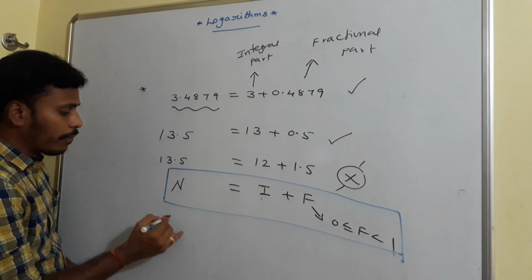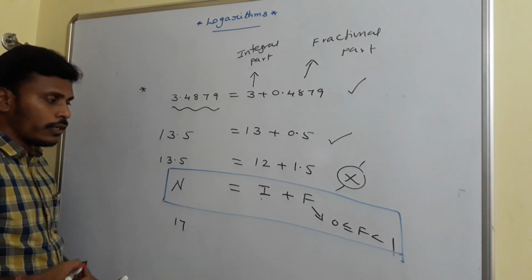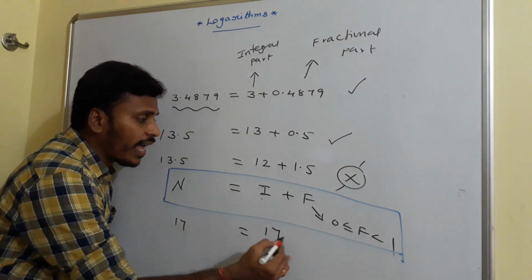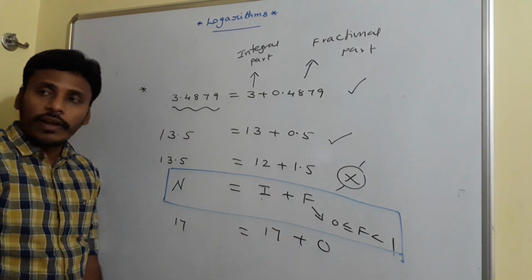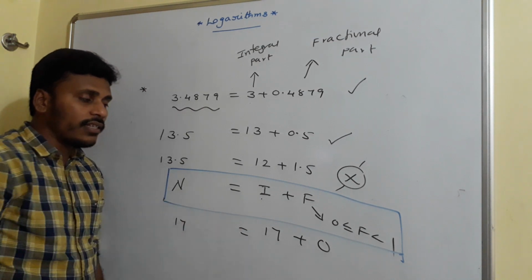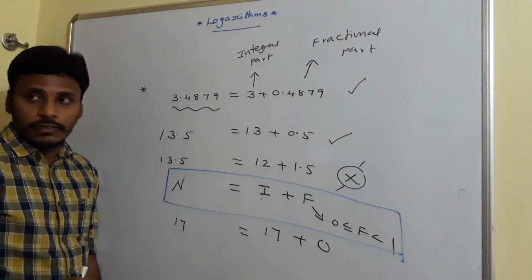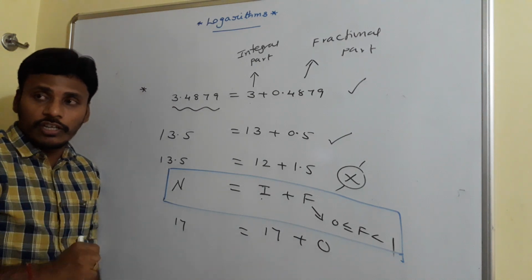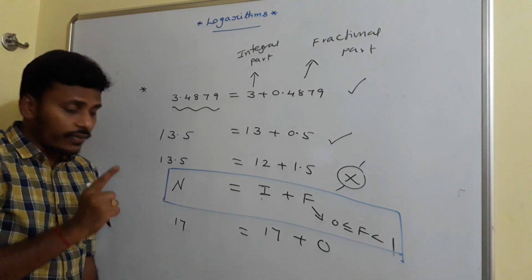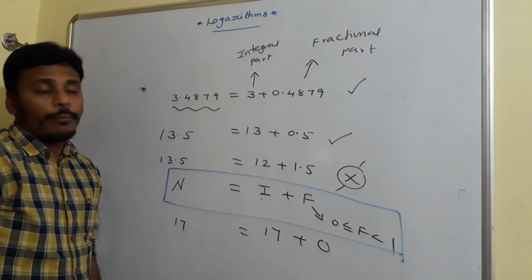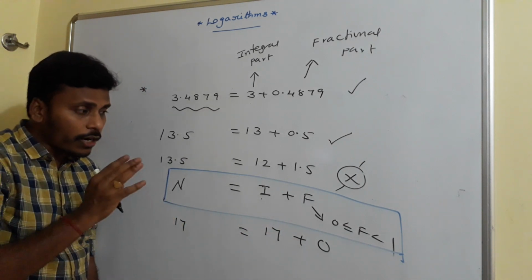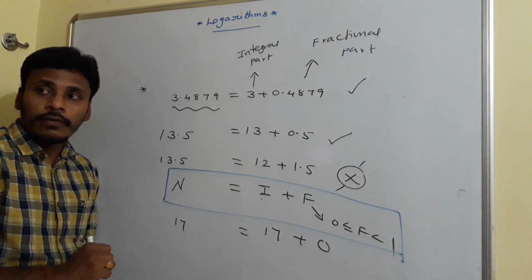For example, if I have a number like 17, what is the integral part for this 17? We will write that 17 as 17 plus 0. Is it right? Surely right. If 17 is 17 plus 0, this 17 is the integral part, whereas that 0 is the fractional part. You can't write that 17 as 16 plus 1. Don't write that 17 as 18 minus 1. You need to write that 17 as 17 plus 0 only, because the fractional part can't be 1. Fractional part can't be negative. Fractional part should be in between 0 and 1.